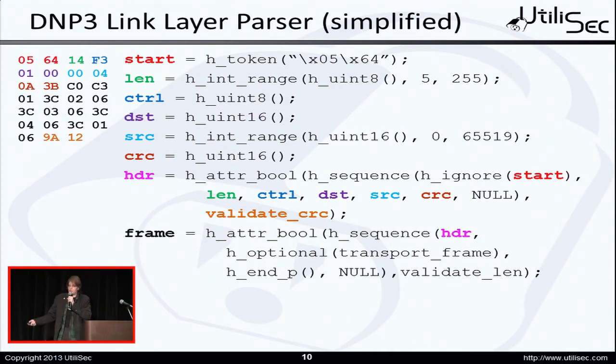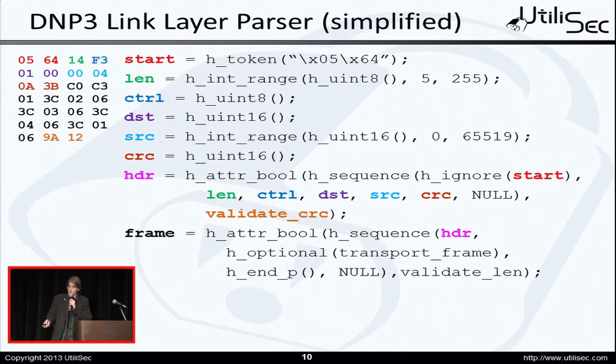So for the destination, that can be any valid 16 bits. Source address again is going to be delimited by value. The CRC again, the value of that will just be some 16-bit int. And then we put all the structure together in the rule for the header.